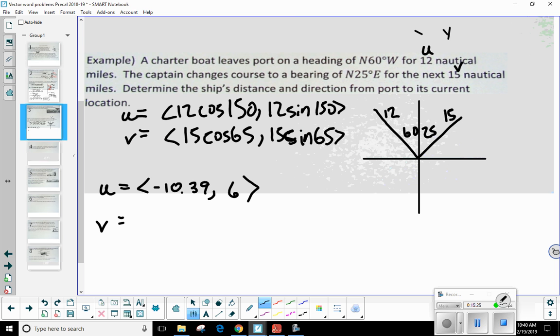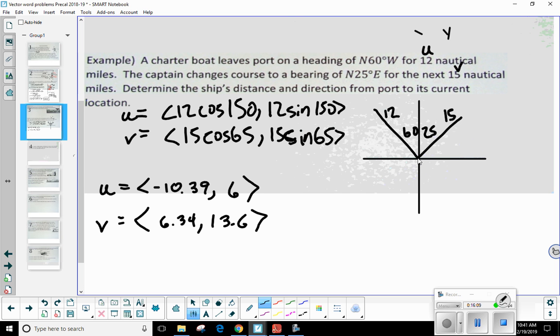Then V. Now I want 15 cosine of 65. Skylar, what are you getting? Okay. So let's say 6.34. Let's keep it consistent here. And then 15 sine 65. Jane, what did you get? Okay. So let's go to Fawaz. Oh, you got it? Okay, let's say 13.6 on that one, because that one was 0.59. 13.6. Okay, perfect.